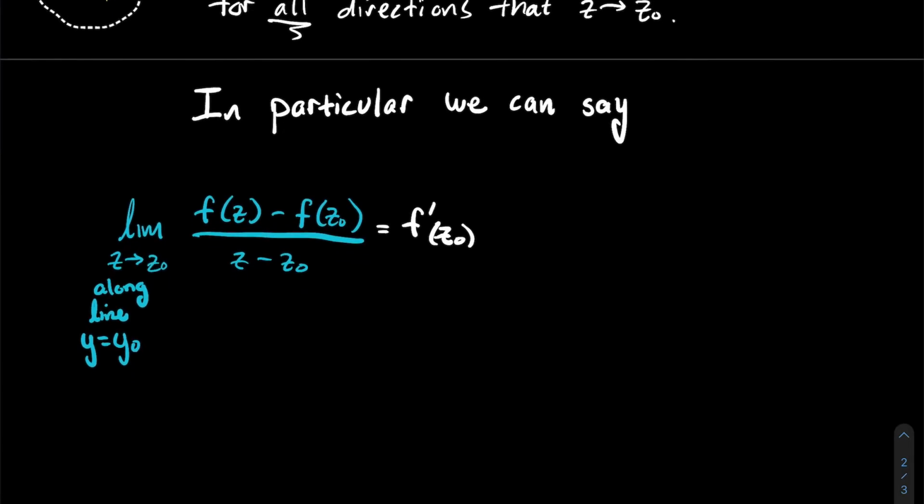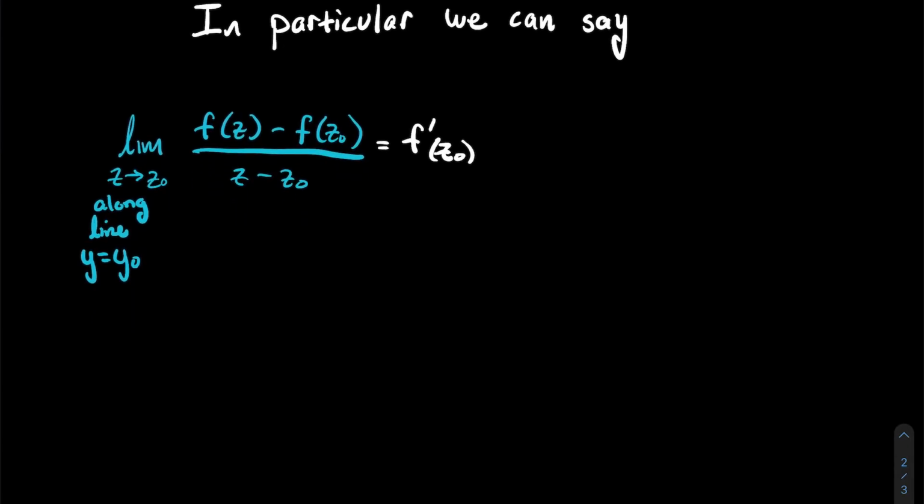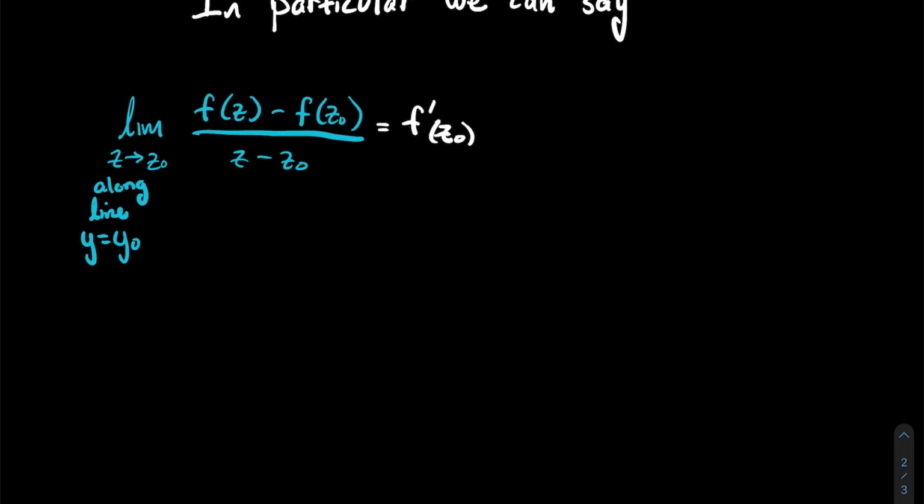So let's start with, in blue, the limit as z goes to z0 along the line y equals y0. I'm going to play around with what this limit looks like for this particular case. To help you visualize it, if I plop z0 down somewhere, remember its coordinates are x0, y0, I'm looking at what happens as z gets close to z0 just along that dotted blue line.